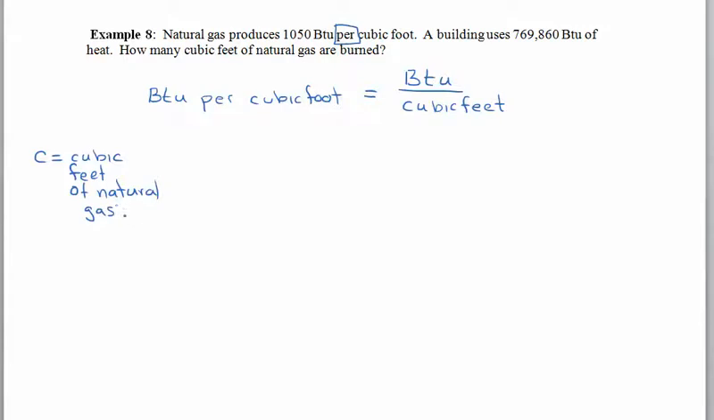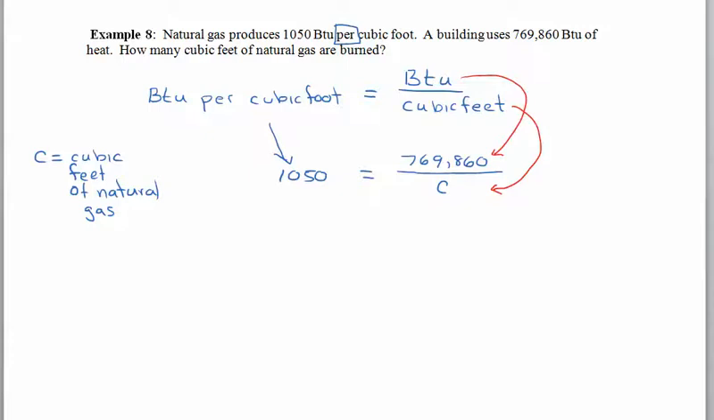All right, so natural gas produces 1,050 BTUs per cubic foot. That belongs there. Equals stays right in place. The building uses 769,860 BTUs. So that's in our numerator because that's where the BTUs were in our word equation. Divided by the cubic feet of natural gas, which we don't know, that's called C. So everything gets put exactly in its place.